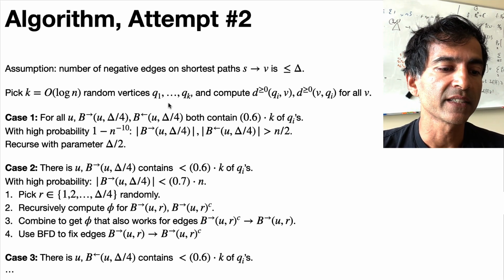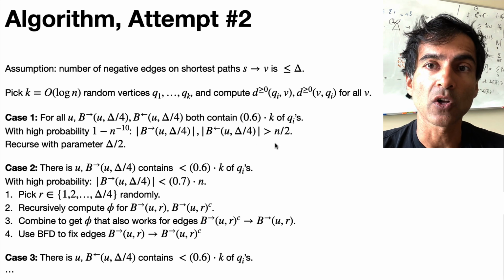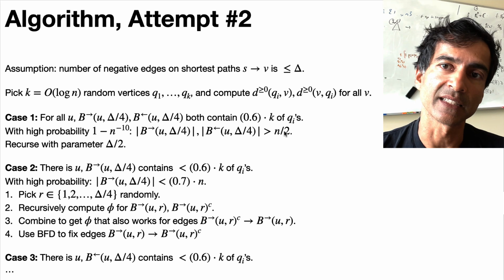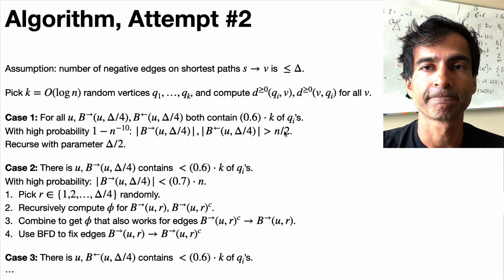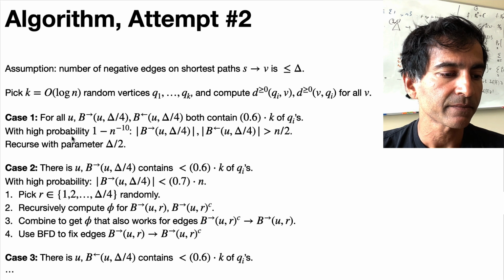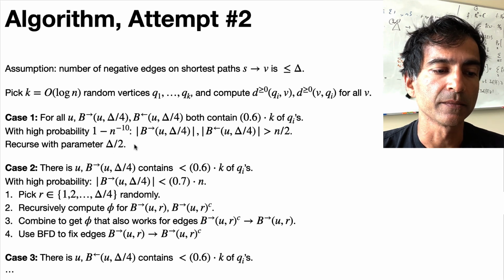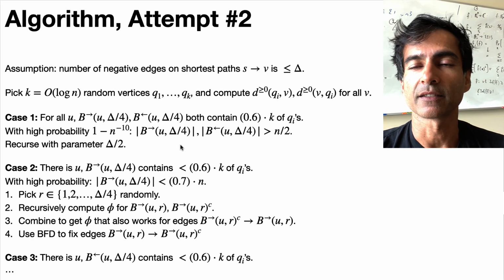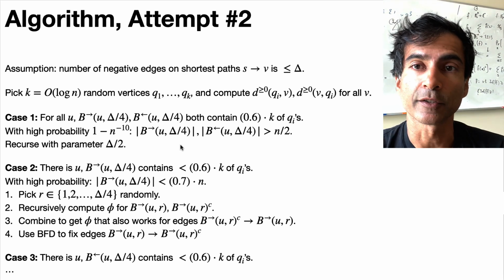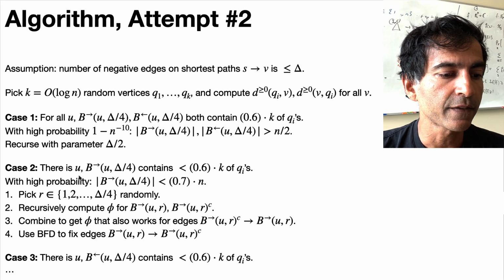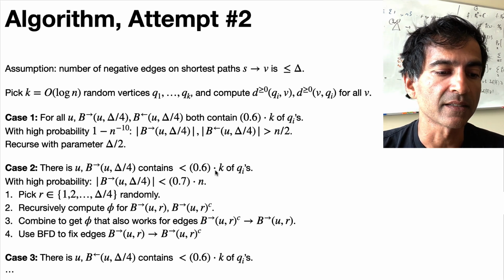If we sample log n vertices, if these balls are small, it's very unlikely that you will get 0.6 fraction of the samples inside the balls. Okay, so in this case, we recurse with parameter delta over 2. So in this case, we know that all shortest paths are of length at most delta over 2, and we can safely recurse.